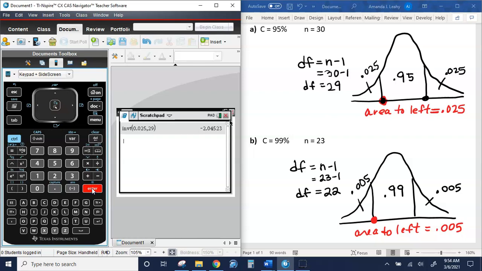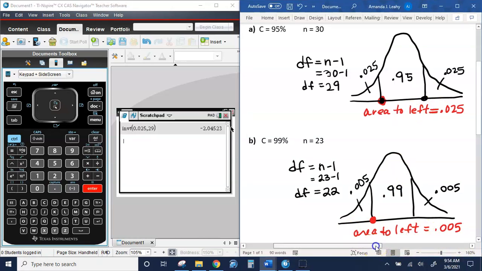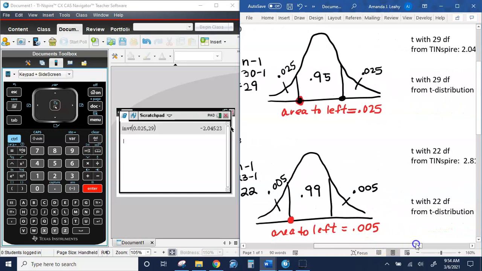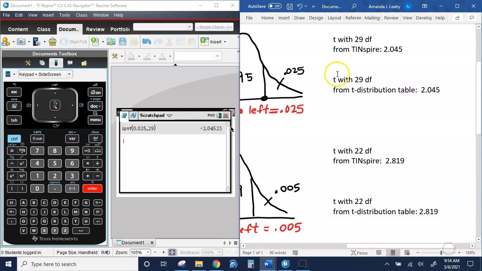That's going to give me negative 2.045. Now remember, that is this one over here to the left that I've got in red. The other number over here to the right would be positive 2.045. And it doesn't really matter which one you use, because when you put it in the confidence interval, you stick a plus or minus in front of it anyway. So the T with 29 degrees of freedom from the TI-Nspire is 2.045.